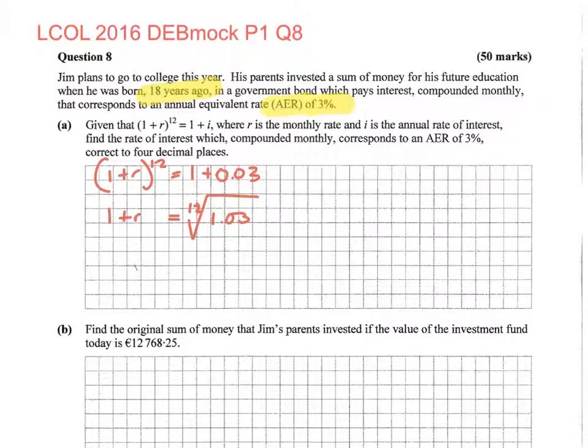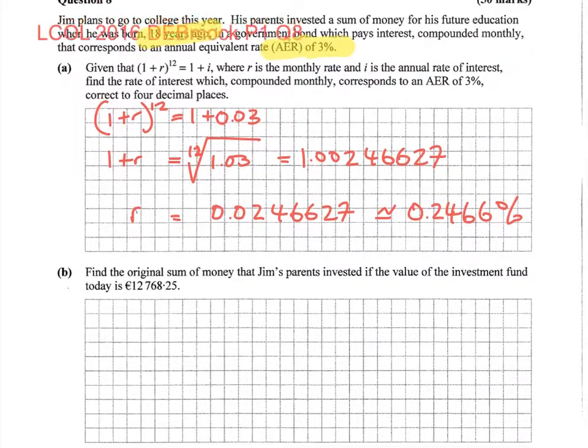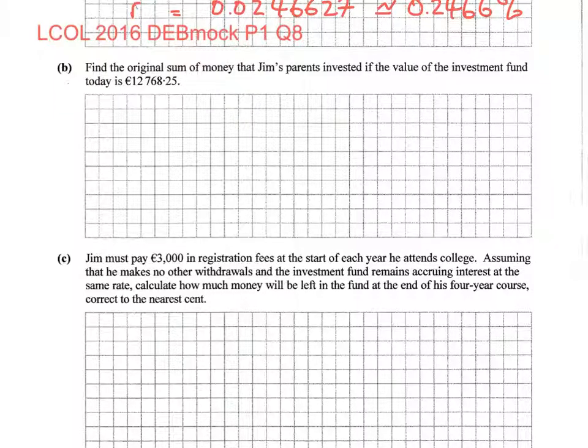and you'd get an answer of approximately 1.00246627. So once I take 1 away from that, I'm left with 0.024667, which simplified comes to 0.42466%. So almost 0.25% on a monthly basis is the same as 3% on an annual basis. Now we'll probably come back to that as a number later on. We'll move on to part B.